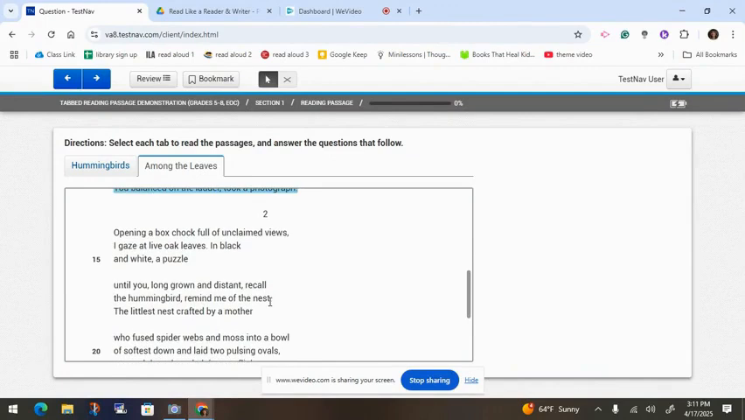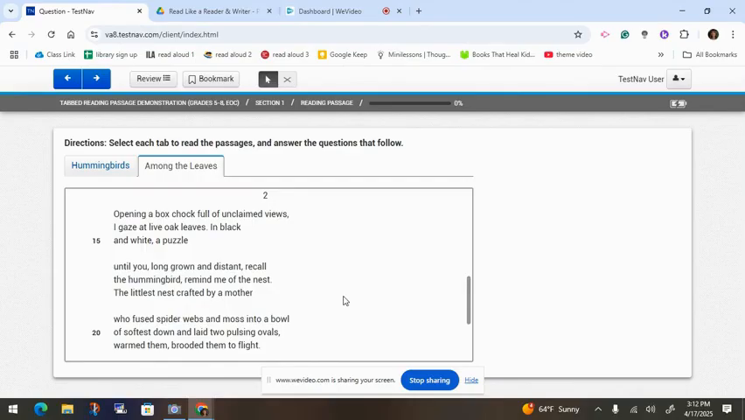Opening a box chock full of unclaimed views, I gaze at live oak leaves in black and white, a puzzle. Until you, there's no period, so I'm going to keep going. Until you, long grown and distant, recall the hummingbird, remind me of the nest, the littlest nest crafted by a mother, who fused spider webs and moss into a bowl of softest down and laid 2 pulsing ovals, warmed them, brooded them to flight. Okay, I went all the way because that's where that final period was.